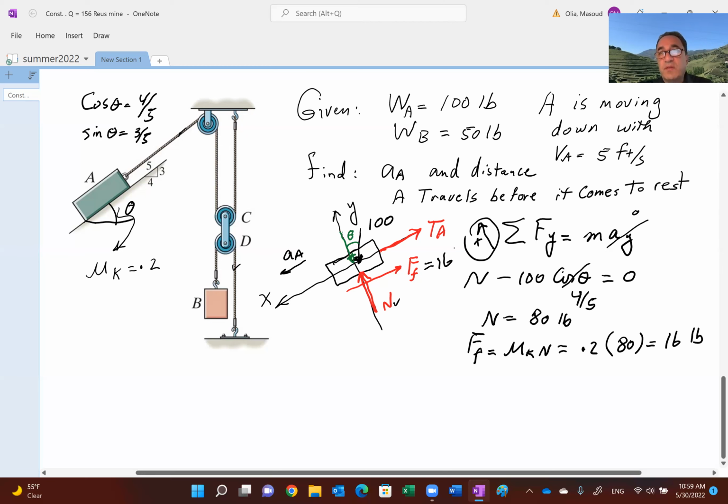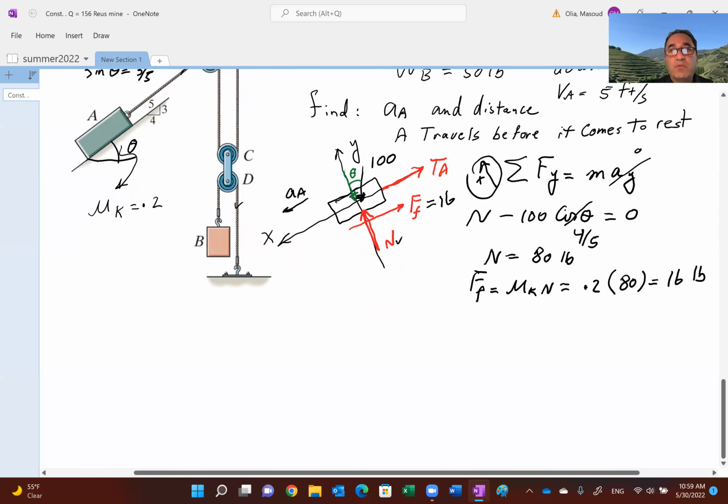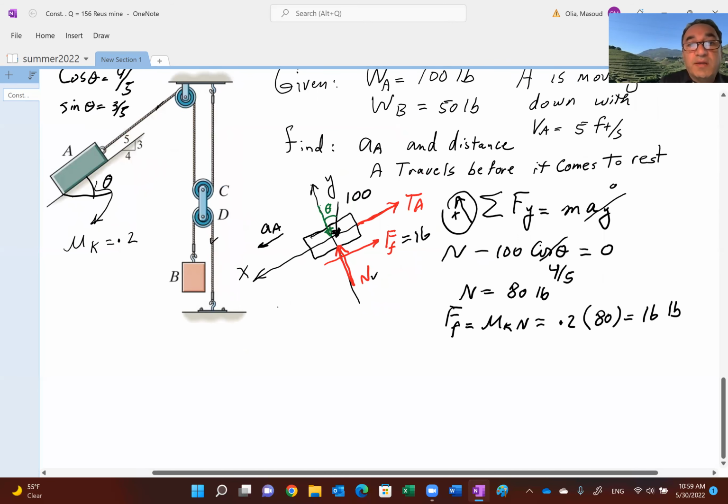All right, what do we do next? Let's apply the equation of motion in the X direction. I'll do it right here for you. Remember, I'm going to call this the positive direction because that's the direction of motion, the way it's moving down. So be careful now. T_A is going to be negative, friction is going to be negative. I'm going to plug in the friction, 16 pounds.